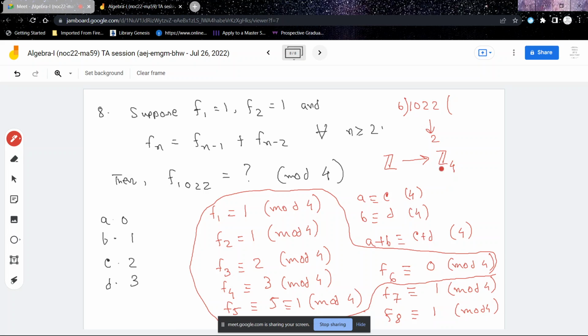Once you arrive at f1020, you are essentially coming here, that is, modulo 4 you are reduced to 0. If f1020 is 0 mod 4, then f1021 gives you 1, and certainly if you come to f1022, you again arrive at 1. So the remainder will be 1.